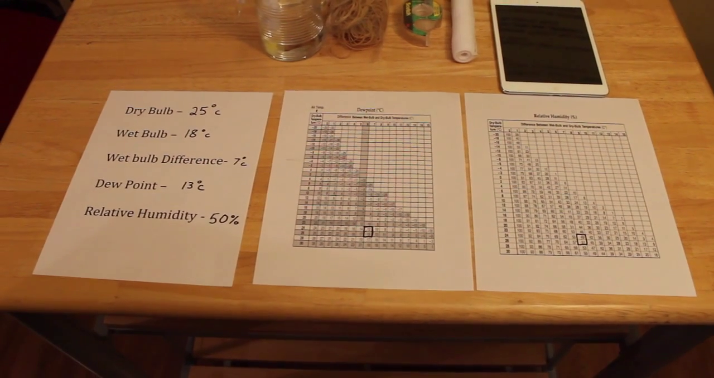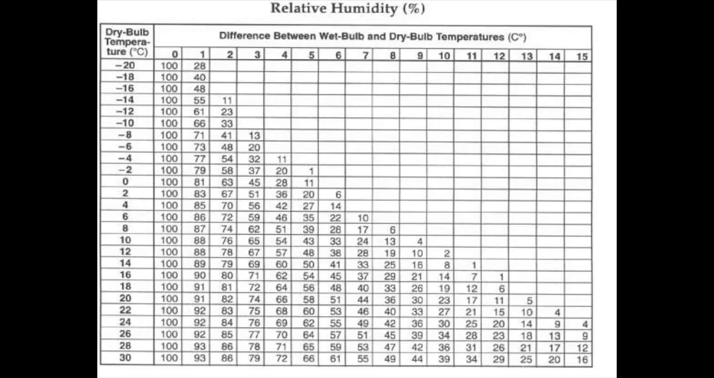You will then do the exact same thing for humidity on the relative humidity chart. You will go to 25 degrees on the dry bulb side, then go over 7 spaces for the wet bulb difference, and we find that we have a humidity of approximately 50%. This means that the air is holding 50% of its capacity.